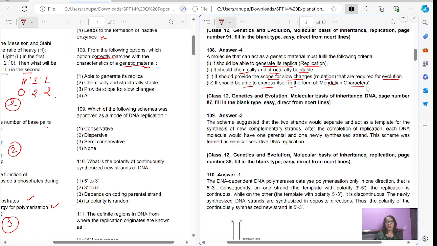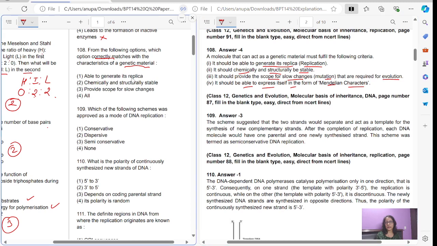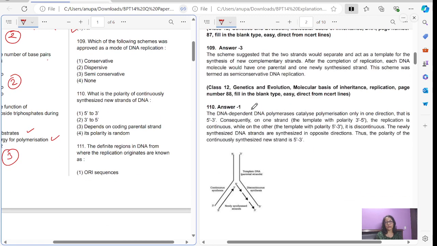Now let's see the options. The options are: able to generate its replica. So this is right. This is a characteristic of a genetic material. Second option is chemically and structurally stable. This is also correct. And the third option is provide scope for slow changes, that is mutation. This is also a characteristic of genetic material. So the answer for this question will be option number 4, all. All these are the characteristics of a genetic material. Now let's move to the next question, that is question number 109.